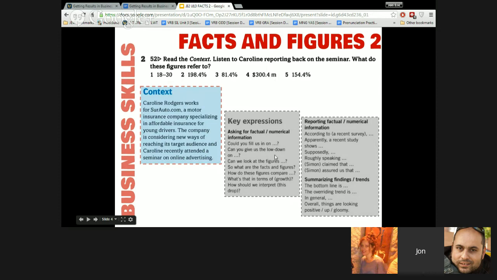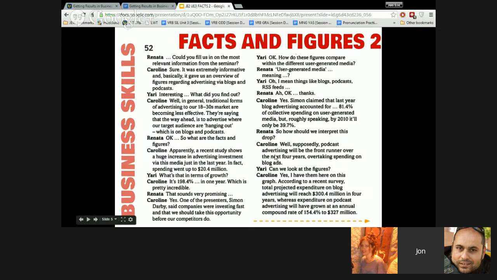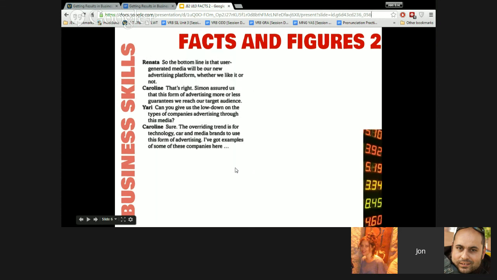I think so. Yeah, we can take a quick look. In insurance companies or in general. Take a look at where Yari is at the bottom. Yari says, "What's that in terms of growth?" Right? See where she says that? So if you read Carolyn's line before, a recent study, advertisement investment via this media just in the last year. So it's the investment in general, I guess. It's in general, yes. All right. Let's go back.